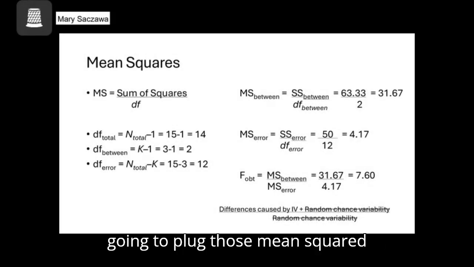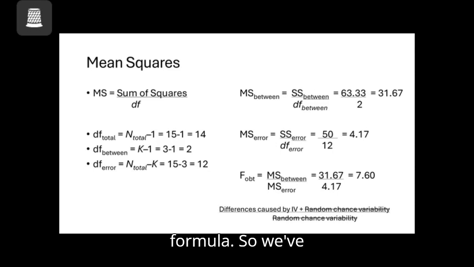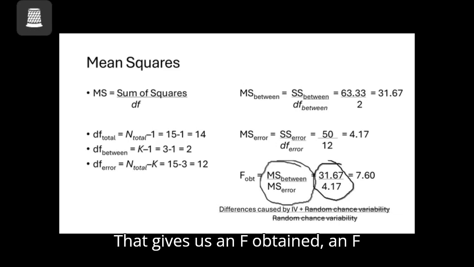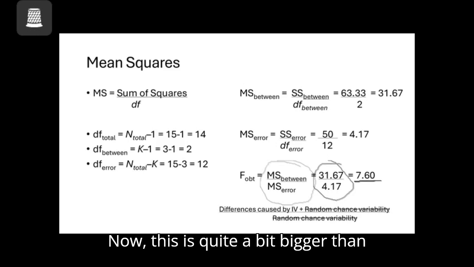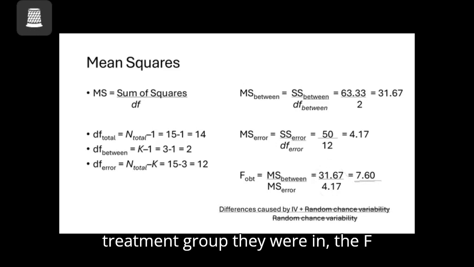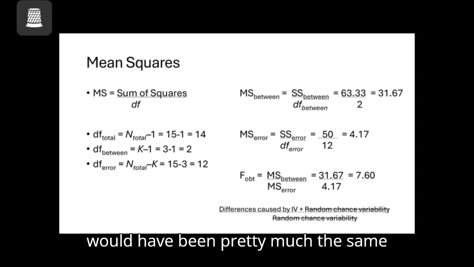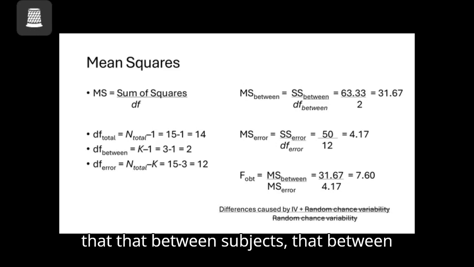Finally, pretty much the last step, we're going to plug the mean squared between and the mean squared error into the F ratio formula. So we've got the mean squared between over the mean squared error. So we've got our 31.67 over 4.17. That gives us an F obtained, an F ratio, of 7.60. Now, this is quite a bit bigger than 1. Remember that if the different groups had no effect, if there was no impact of which treatment group they were in, the F would be pretty much equal to 1, because the top and the bottom numbers would have been pretty much the same, because there would have been very little additional effect of that between groups effect. But that is clearly not the case here.